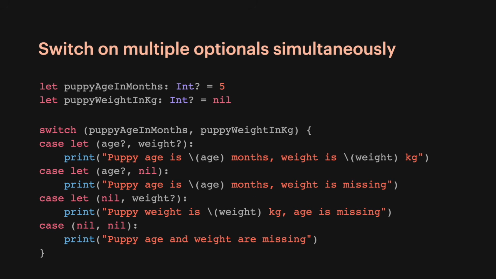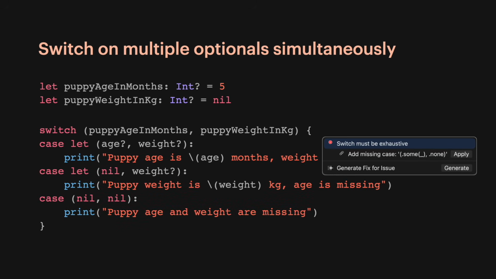Now, each combination of presence and absence of values is handled explicitly, and I think it's a little easier to read. Note that we're using the value ? syntax here. This way, the case will only match if the optional is not nil, and give us the unwrapped value to work with. Another important benefit of using a switch statement here is that now the compiler can check if we missed the permutation and refuse to build. Xcode will even tell us which case is missing. In our example, it's the combination where the first optional has a value, while the second one doesn't.